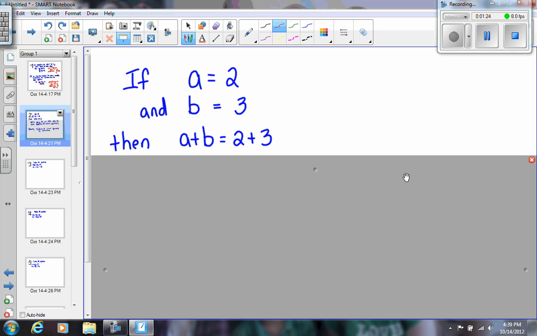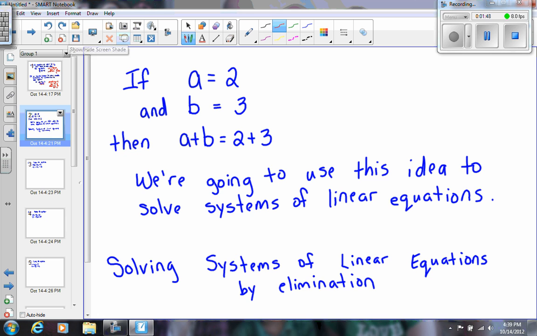We're going to look at a little different situation today. And first I want to start with this that might seem obvious to you, but we are going to use this. Think about this. If a equals 2 and b equals 3, then I think you would all agree that a plus b would have to be equal to 2 plus 3. And so that should make sense. A plus b would have to equal 5 if a was 2 and b was 3. So we're going to use that idea to solve systems of linear equations, and that's actually what we're going to do today.